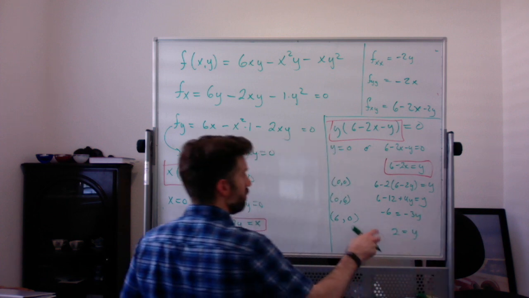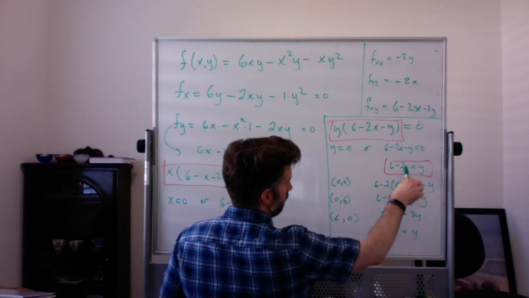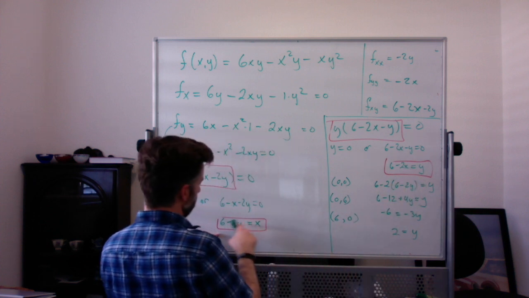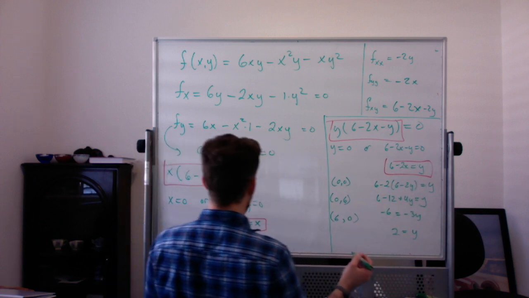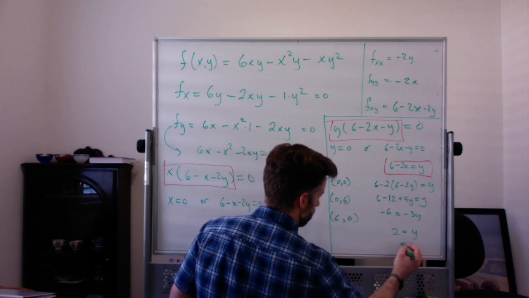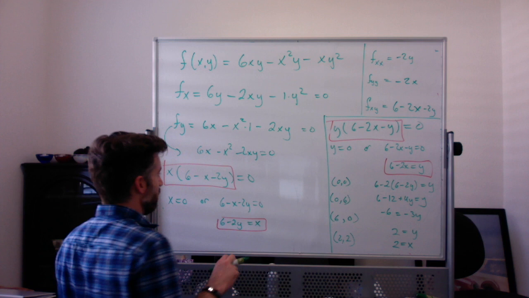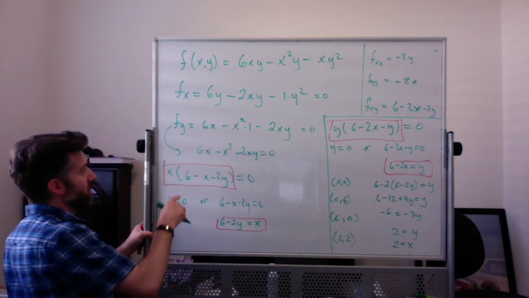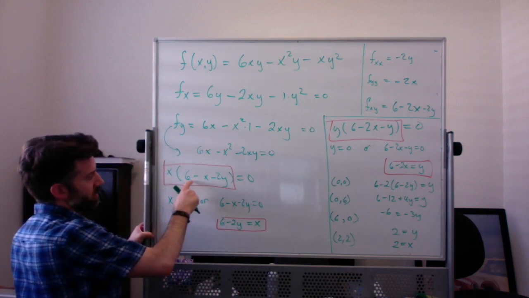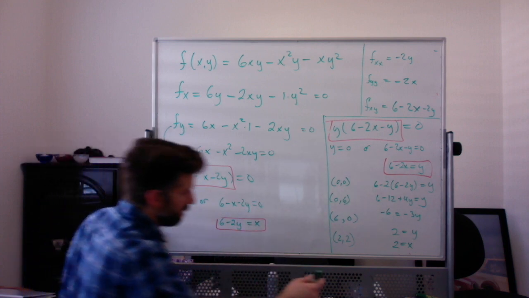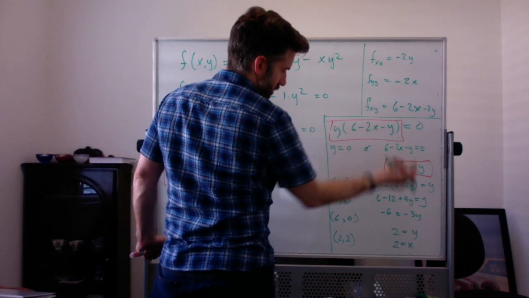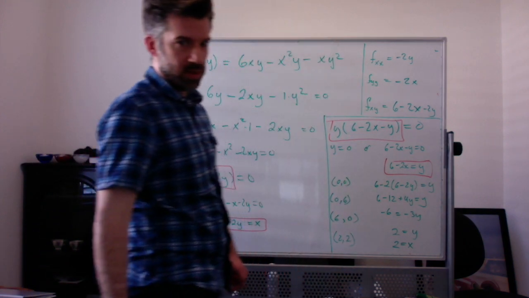If y is 2, then, where did my equation go? x equals 6 minus 2 times 2, which is 6 minus 4, which is 2. So x also equals 2. So my fourth and last critical point is 2, 2. And we can see if x is 2 and y is 2, you get 2 times 6 minus 2 minus 4, which is 0. Here you get 6 minus 4 minus 2, which is 0. So these are my 4 critical points.